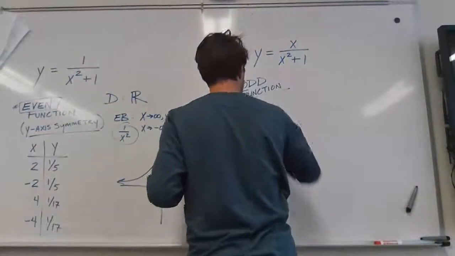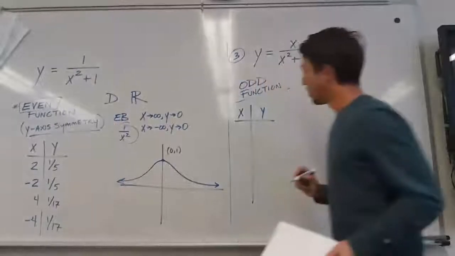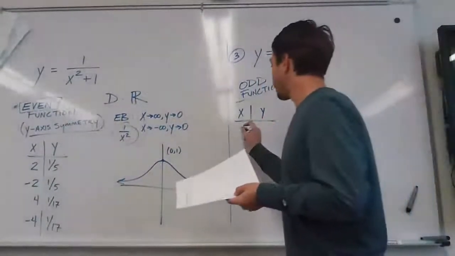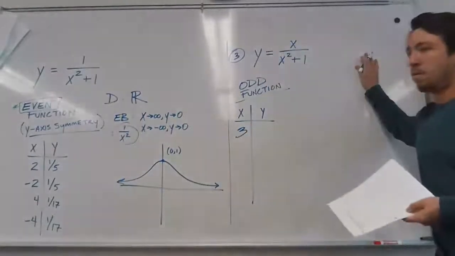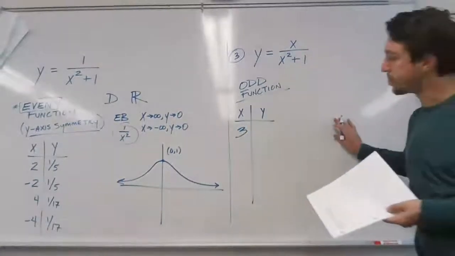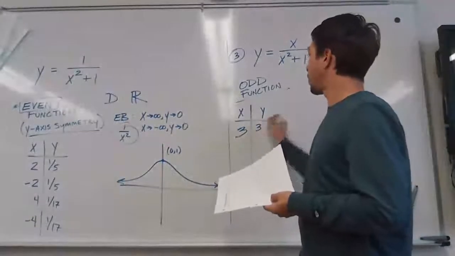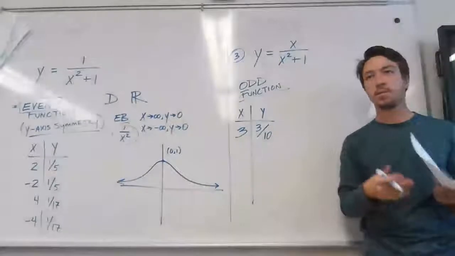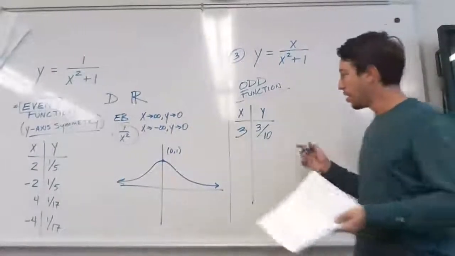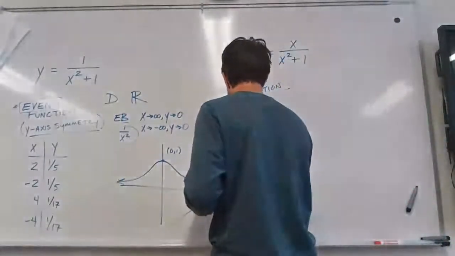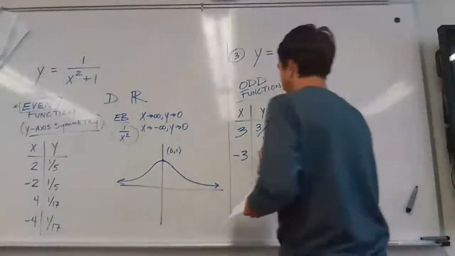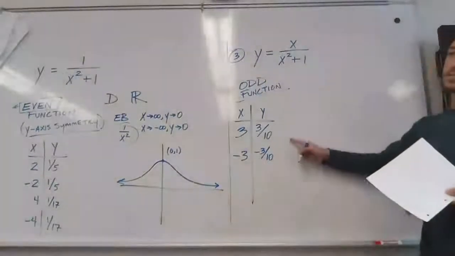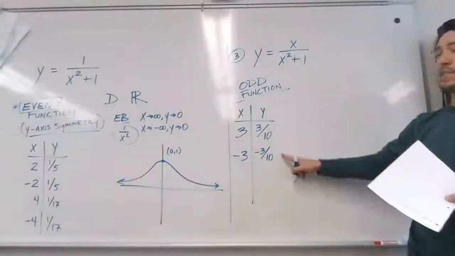I'm going to say, well, let's examine some xy pairs. Let's throw a number in there. How about 3? What comes out if I plug in 3? 3 on top, 10 on bottom. 3/10, also known as 0.3. How about -3? -3/10. Now we see the oddness, right? There's that different type of symmetry.